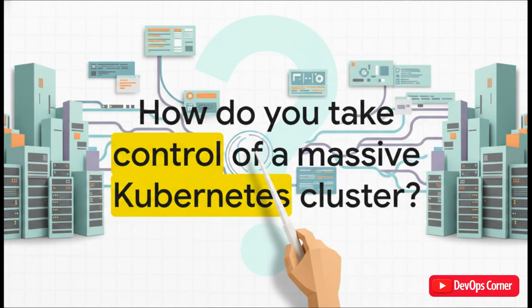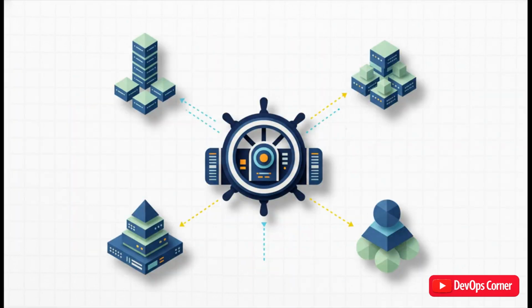So, just picture this. You've got this powerful, maybe even massive Kubernetes cluster. It's this incredible engine, right? Running all your important applications. But how do you actually talk to it? How do you give it orders and figure out what it's doing? Well, the answer is with one single, all-powerful command line tool, Kubectl.